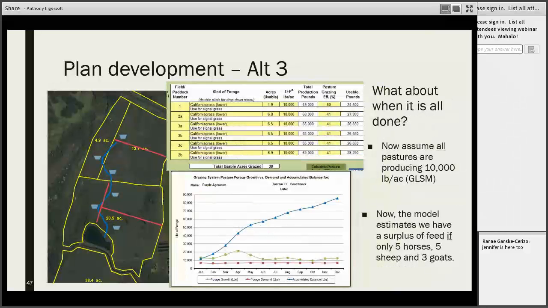And then when it's all said and done, what's it going to look like? We can then populate the other parts of that and speculate on what the acres would look like in each of those paddocks. When we plug in the forage production and the new grazing efficiency, what does that look like? Now the model estimates that we have a huge surplus of feed if we only have those 5 horses, 5 sheep, and 3 goats, right? So now we know, okay, we've got room now for more animals, but what could we get up to?